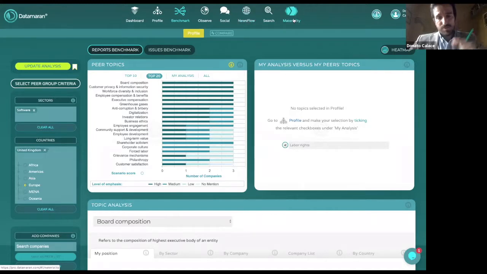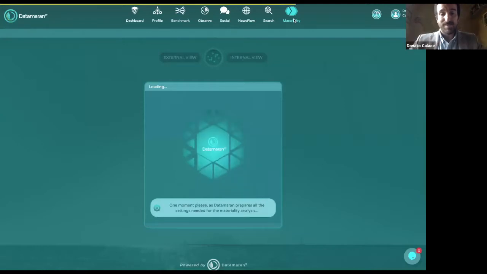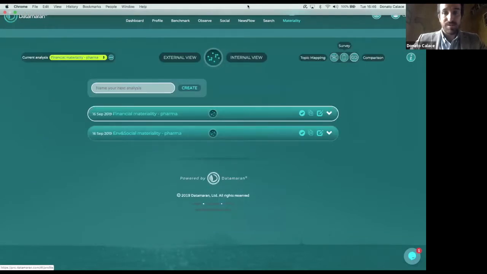But I'm going to focus on materiality for this demo, which is the app that actually gathers the evidence from all the data sets to build a data-driven materiality analysis. The system is loading. I can see that some questions are coming in already, and I'll make sure there is enough time to cover those questions just at the end of the demo.